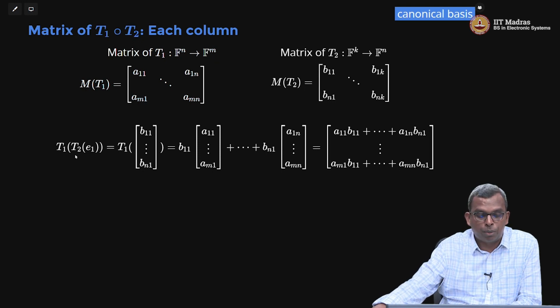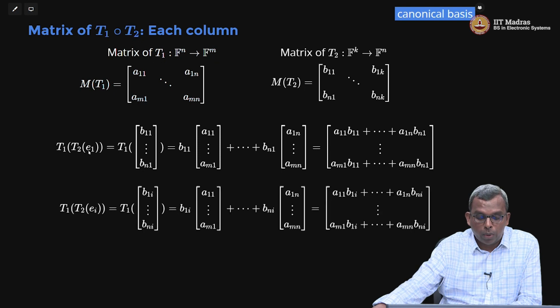So, this is just a computation of T1 of T2 of E1. Now, I can repeat this for T1 of T2 of Ei, the ith basis vector. Now, T2 of Ei will be the ith column here, right. The ith column here is B1i to Bni, and T1 of B1i to Bni, I am going to repeat the same thing here. So, it is B1i times this column plus so on till Bni times this column, and I can simplify and write it like this. Okay. So, every column of T1 composed with T2 can be found like this.